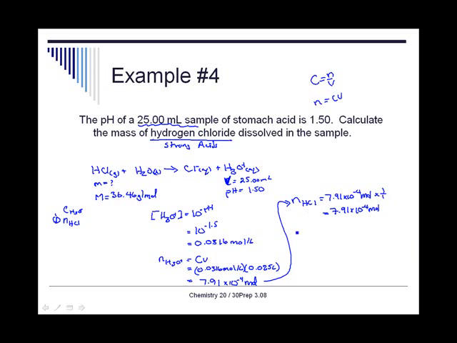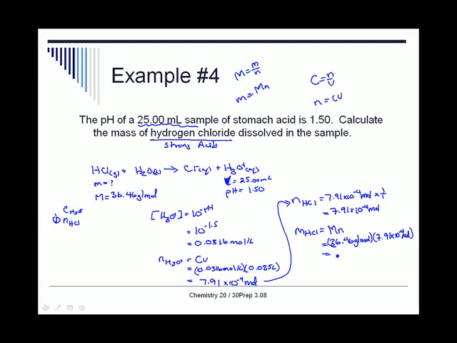Now we can find mass. The mass of HCl, and we're going to use our molar mass formula. So molar mass is equal to mass over moles, which means mass is equal to molar mass times moles. Our molar mass is 36.46 grams per mole, and our moles is 7.91 times 10 to the negative 4 moles.